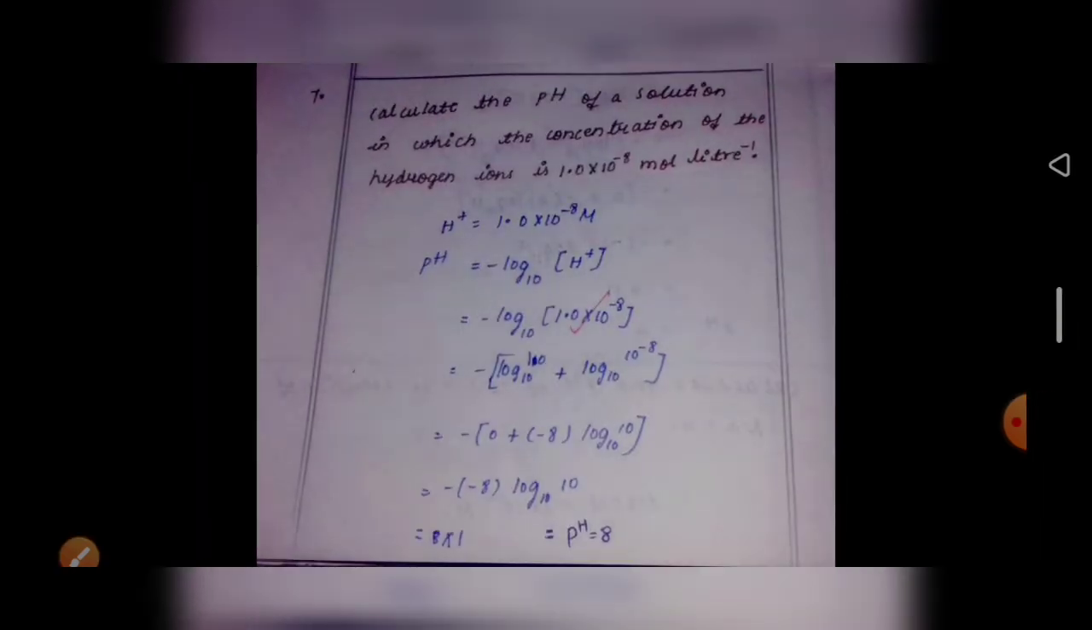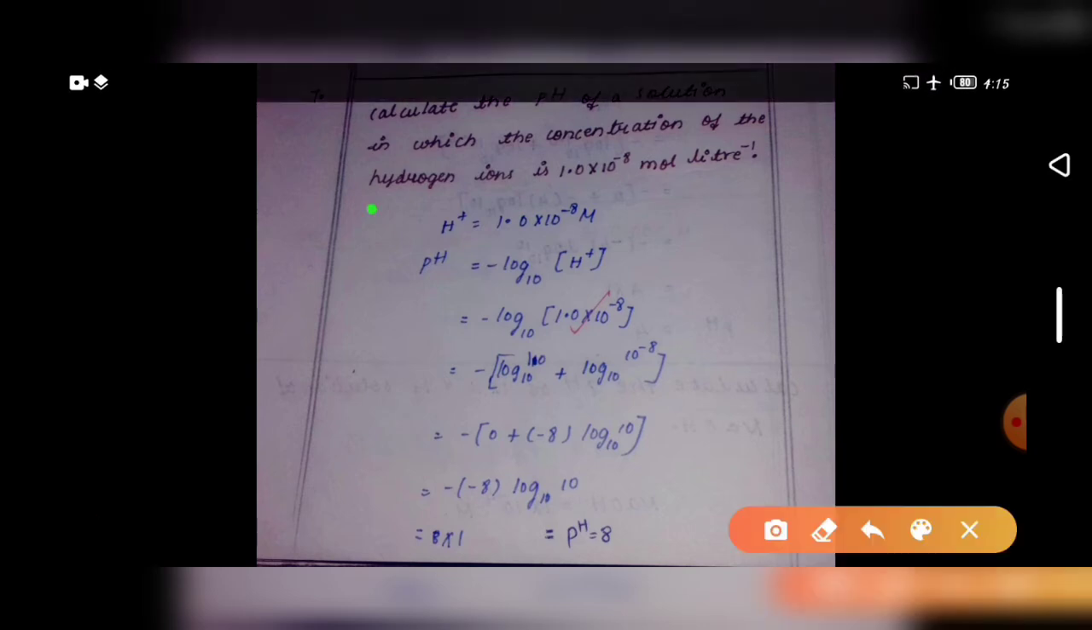First of all, you have to calculate the pOH, the same method, the same logarithmic formula you must use. Okay, next sum. Calculate the pH of a solution in which the concentration of the hydrogen ion is 1.0 into 10 power minus 8. Here, hydrogen ion only is given, so H plus ion concentration is given. So you directly calculate the pH value. See here, I calculated the pH value.